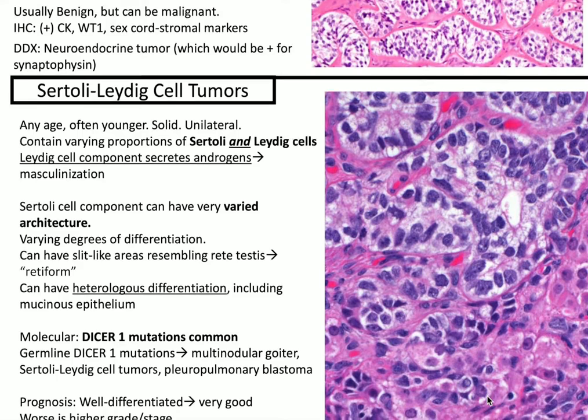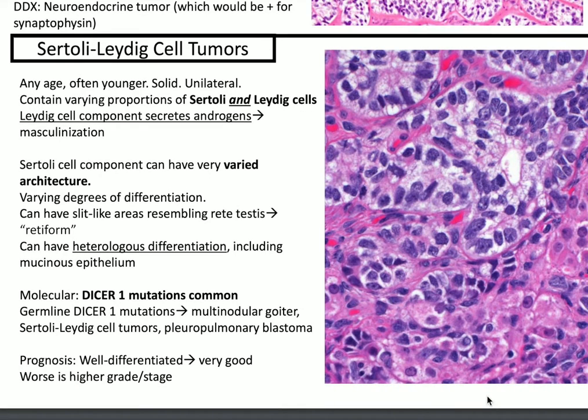Sertoli-Leydig cell tumors, you have varying proportions of Sertoli and Leydig cells, and Leydig cells will be the ones secreting the androgens, leading to masculinization. Molecularly, you want to think about DICER1 mutations.